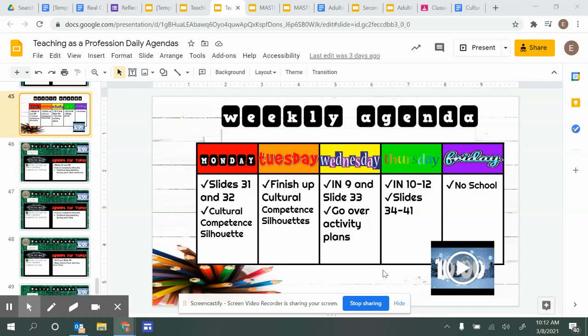Today, we looked at our weekly agenda. This week, we're going to finish up talking about cultural competence, and then we're going to get into how to write out activity and lesson plans. We do not have school on Friday.